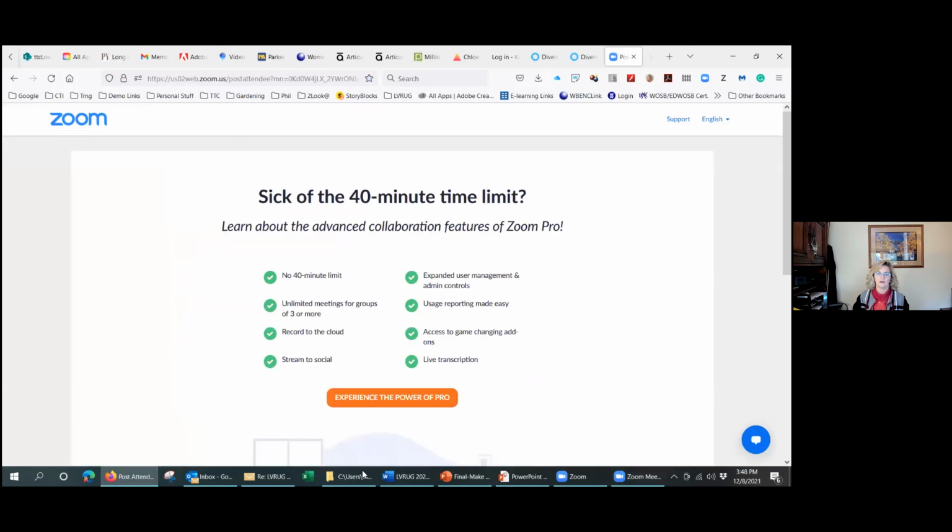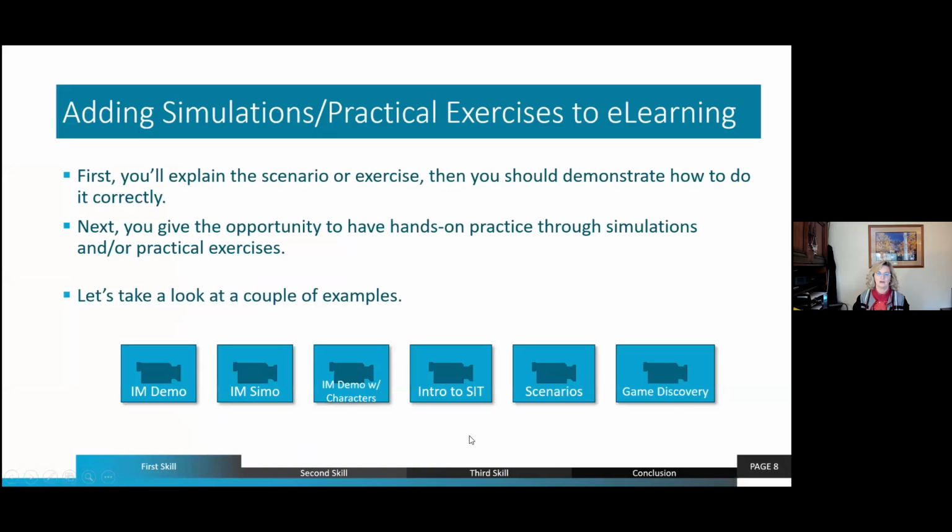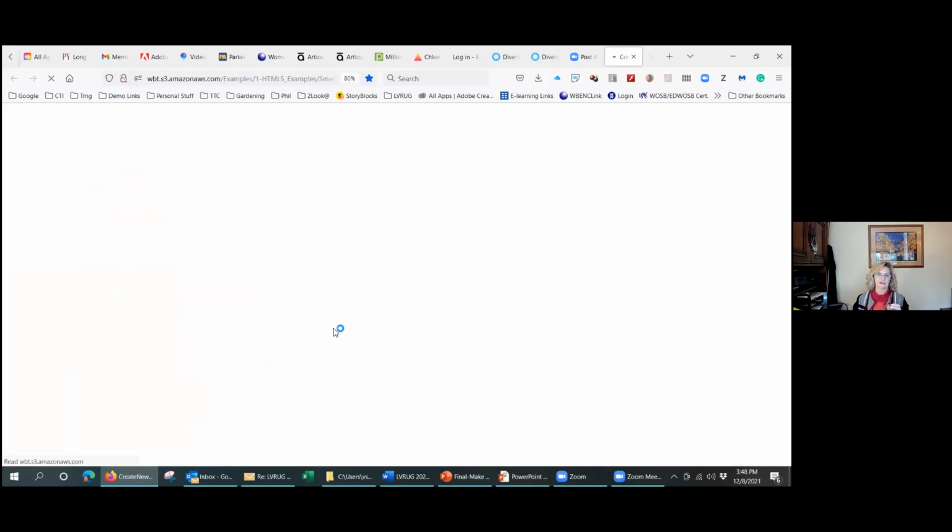But man, my cursor's jumping all over the place. Then you would show them the same thing in a simulation where they get to do hands-on exercises, just like if you were logging into a real system.